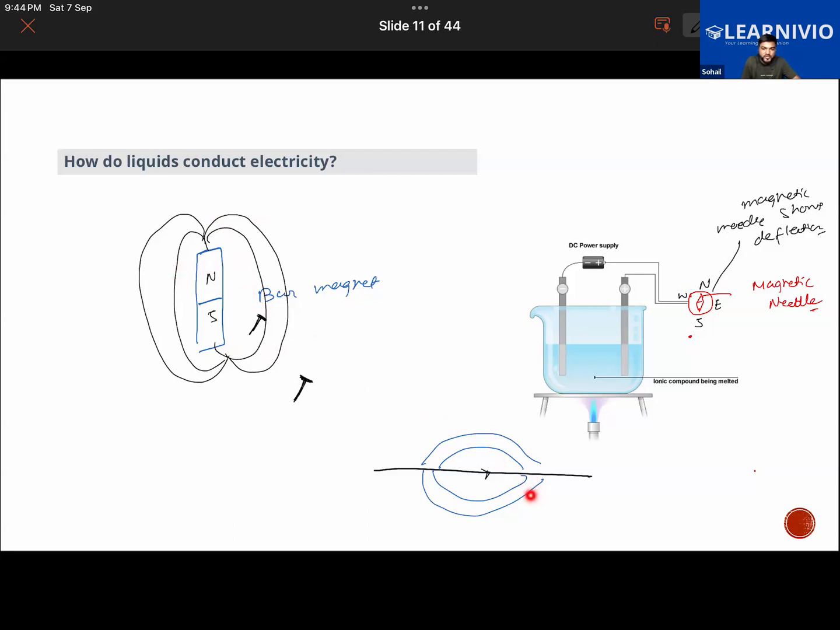The same thing is true for a wire also. When there's a current flowing in a conducting wire, that also creates a magnetic field. Getting the point, all of you? Yes, sir.